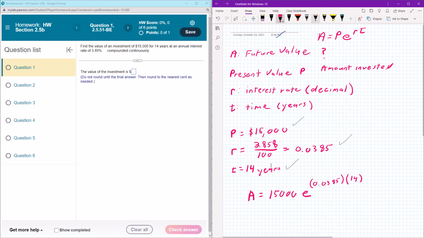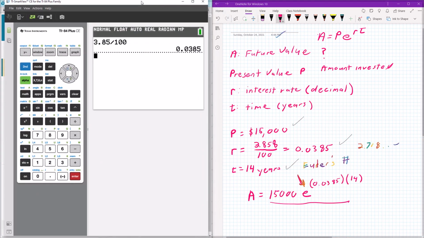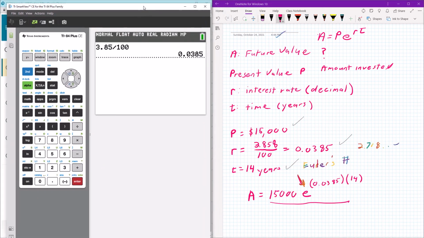And you might be asking, well, what in the world is e? Well, e here is Euler's number. In other words, 2.718... But this is the calculation that we want to do in the calculator. And of course, the other question is, well, how do you put this in the calculator with this e here? Well, that's what I'm going to show you. So here's my calculator, and this is how you would do it.